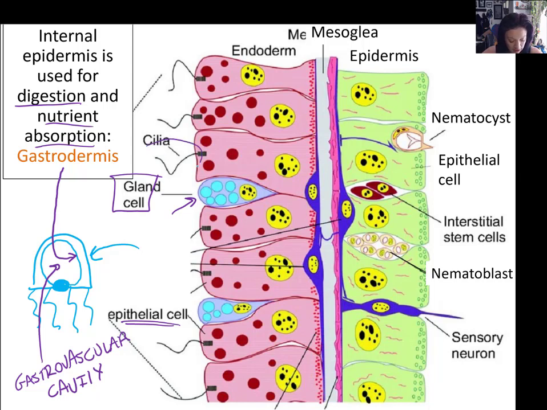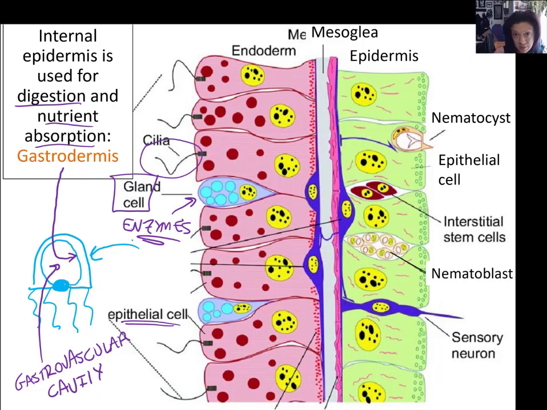There are also a lot of cilia. That makes sense, right? The products of those glands have to be moved around. They have to be spread out into that gastrovascular cavity so that those secretions, which usually are enzymes, can be mixed with the food in the gastrovascular cavity and help to break it down. Then any nutrients that are released get absorbed back into those epithelial cells.